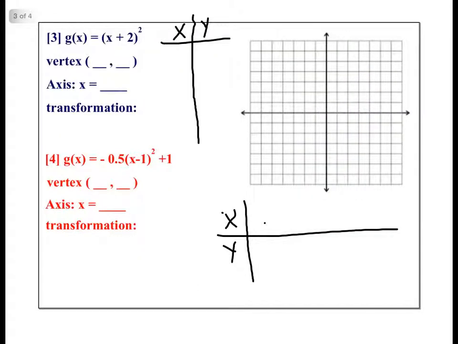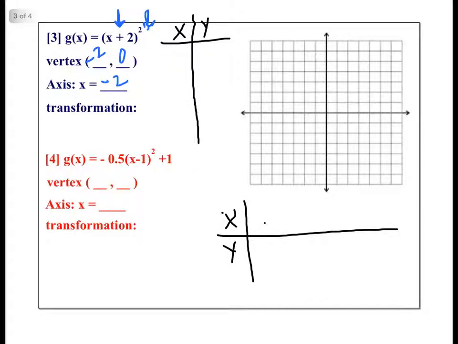Okay, let's look at 2 more examples. g of x equals x plus 2 squared. Well, in this case, that plus 2 is inside the parentheses. So that shifts our graph left or right. And remember, when it's in the parentheses or in the absolute value, it lies to you. So that means my vertex is now at negative 2. There's nothing added or subtracted outside here, so it's going to be 0 for the y. My axis of symmetry is x equals negative 2.